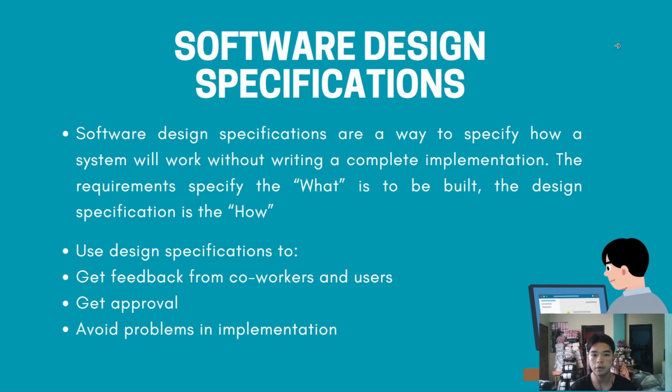So what are software design specifications? Software design specifications are a way to specify how a system will work without writing a complete implementation. The requirements specify what is to be built, and the design specifications specify how.